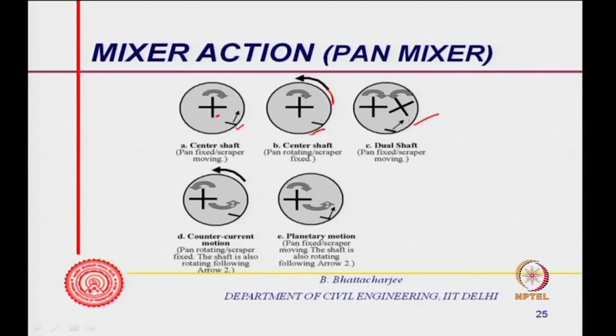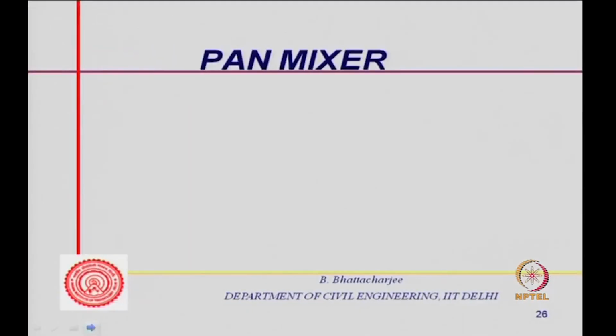Here the scraper is moving and the pan is fixed. In this one the pan rotates and the scraper is fixed. In this one the pan rotates and the scraper also rotates. Here the pan rotates, the scraper is fixed, but the shaft is also rotating, so there is a kind of planetary motion. In this one the shaft rotates in this manner, and the pan of course is fixed. So, you can have different kinds of action, but the most common type is the one that I showed earlier. A photograph of the same is like this.